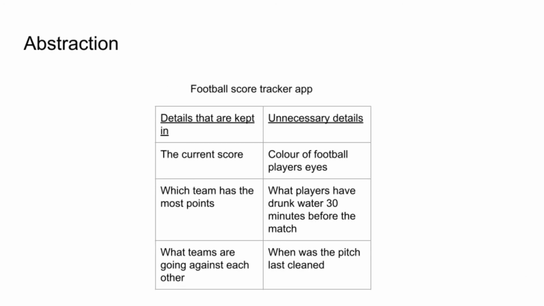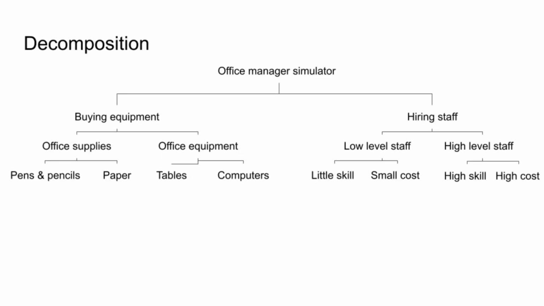The next topic is abstraction, which is the removal of any unnecessary details which may slow down the time it takes to code. This is useful as it makes any problem a lot simpler. Decomposition is the idea of breaking down a bigger problem into smaller sub-problems to make it easier to solve one by one.